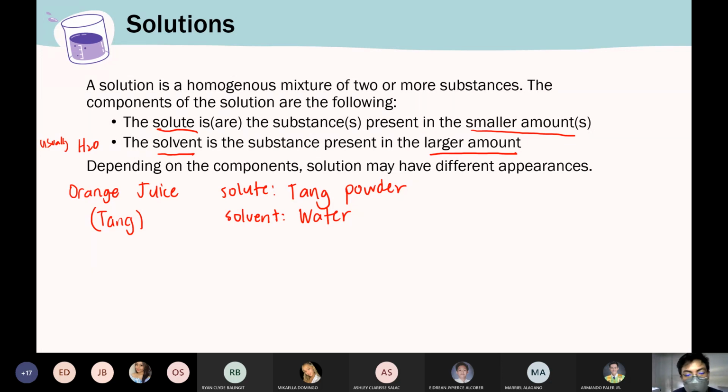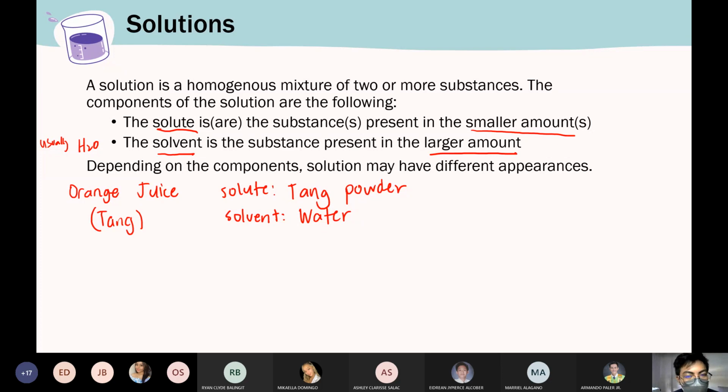So, solute si tang kasi siya ay smaller in quantity than the water. Usually, in preparing the tang orange juice, it will require you 1 liter of water, basically 1 kilogram ng tubig. For tang powder, mga 50 grams lang yan or less, di ba? And the solution is called the orange juice. Pag pinaghalo yung solute pati solvent, ang tawag doon, orange juice. Okay? Ano pa?